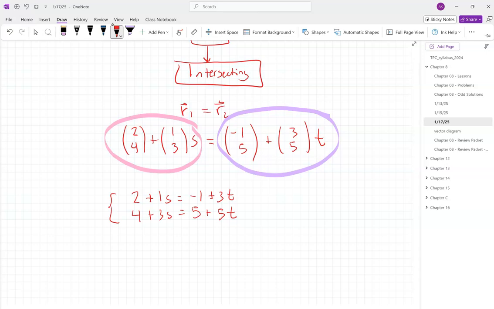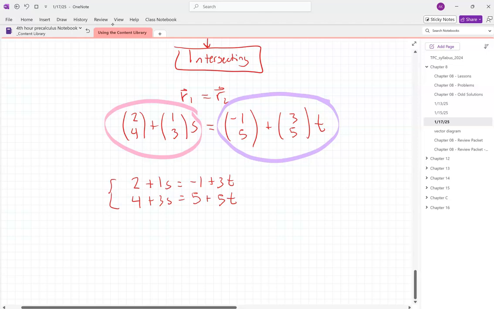So I'm going to start just by rearranging my equations. In the first equation, I'm going to subtract over the 3t and then subtract over the 2. Is everybody okay with what I did to rearrange that? I subtracted 3t from both sides, and then I subtracted 2 from both sides to get the s and the t on the same side and the constant on the other. I'll do the same thing in the second equation, so I'll subtract 5t from both sides, and then subtract 4 from both sides.